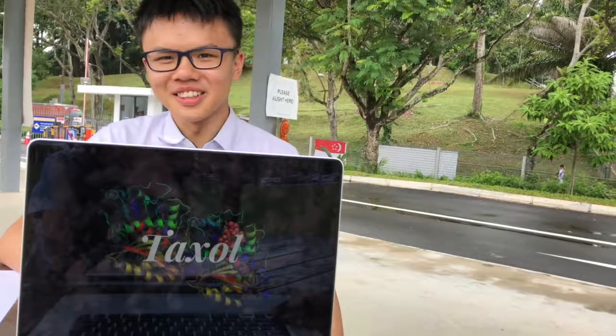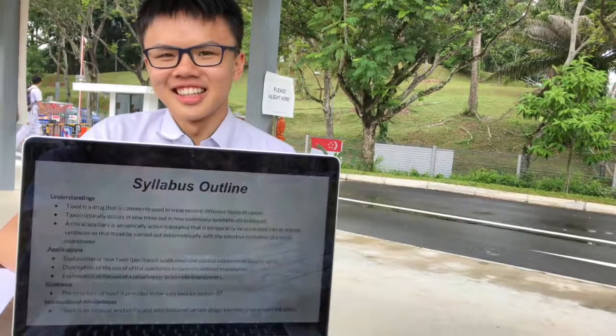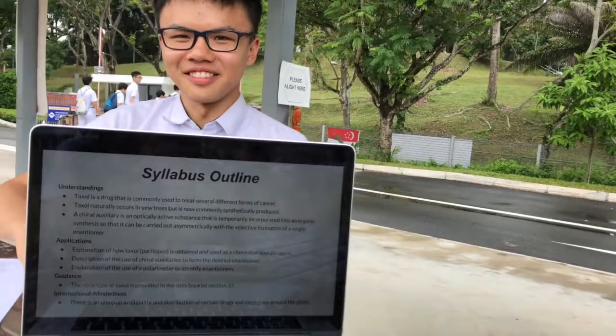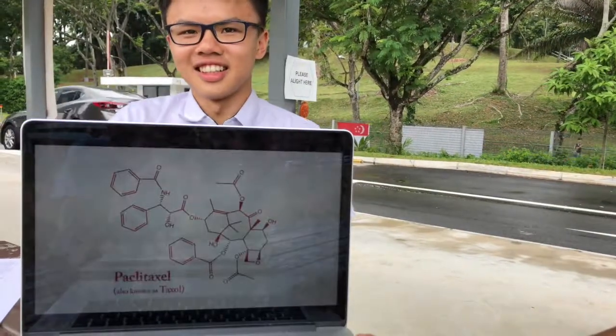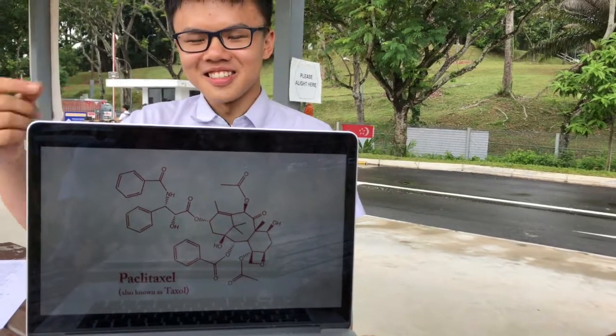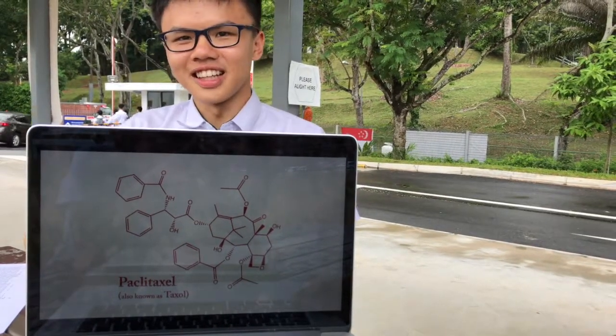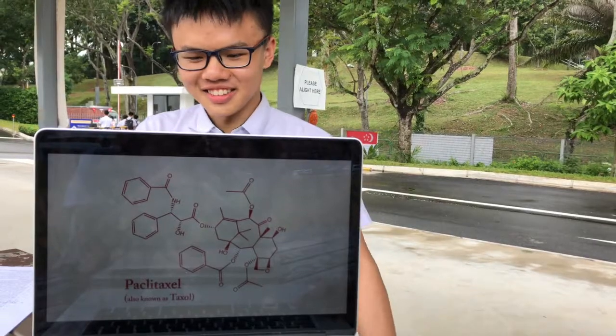So today we are going to talk about Taxol. This is the syllabus outline, and we are going to talk more about it later. This is the structural formula of Taxol, and later we are going to analyze it.